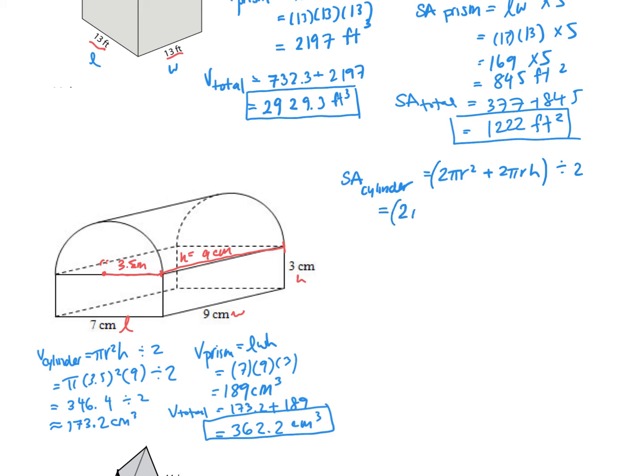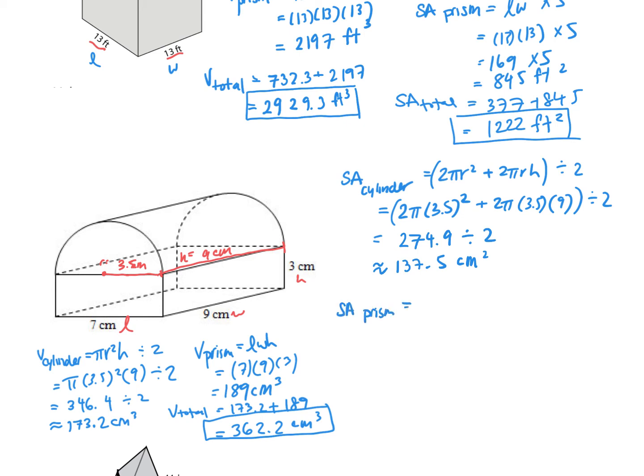So we have 2 pi 3.5 squared plus 2 pi 3.5 times 9. And all of that will get cut in half. So let's see what we get. So the total surface area is 274.9. And when we cut that in half, we get 137.5 centimeters squared. Okay, let's move on to the prism.